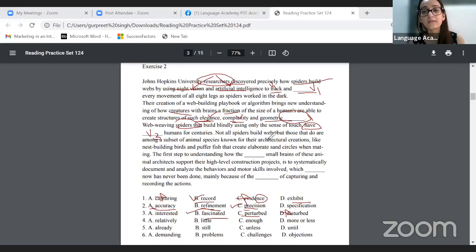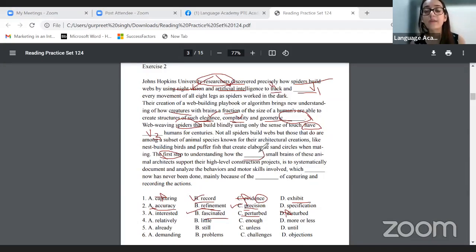Not all spiders build webs, but those that do are among a subset of animal species known for their architectural creations, like nest building birds and puffer fish that create elaborate sand circles when mating. The first step to understanding how the small brains of these animal architects support their high-level construction projects is to systematically document and analyze the behaviors and motor skills involved. So now they are telling us how we can understand. The first step to understand how the small brains, the sentence is absolutely complete.